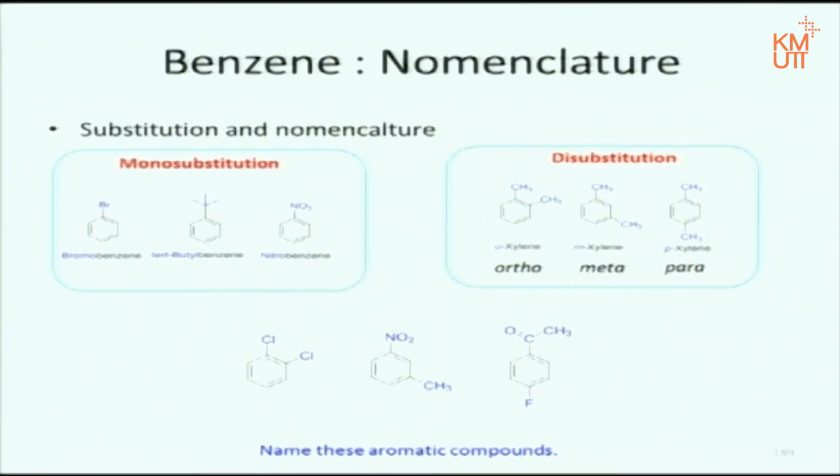We use O for ortho. Okay. O, M, and P. O in italic, and M also in italic. Okay, ortho dichlorobenzene. And how about this one?